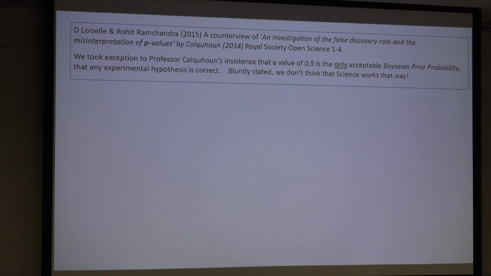This one I love because it's on a special interest topic of mine, which is statistics, I guess, experimental design. And Rohit Ramchandra, who unfortunately couldn't be here tonight, and I took exception to Professor Calhoun's insistence that a value of 0.5 was the only acceptable Bayesian prior probability that any experimental hypothesis is correct. He said anything other than that, you should have to go to jail. Because he says that's when they bring the criminal before you, and he's either guilty or he's innocent. And as far as you and the jury are concerned, that's got to be 50-50. We disagree, and bluntly stated, we just don't think that's the way science works. And if you want to know more about that, you can ask Rohit, who is not here tonight.